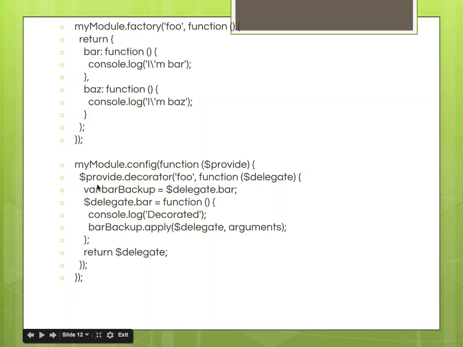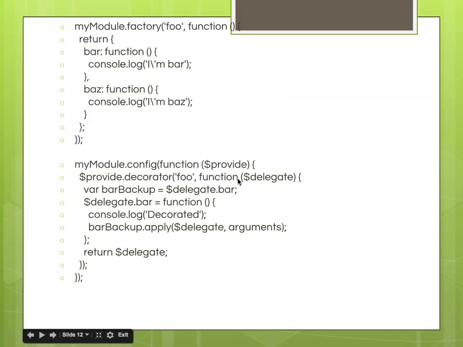Provide is nothing but, when you write a config block, in the config block you will receive provide as an injected item. And provide.decorator can decorate any service. So you need to write the name of the service. This is by the convention of Angular. It's not that you are creating your own function. Provide always has a function called decorator, in which you specify the service name that you want to decorate, and then a function which will be the decorator for this service.